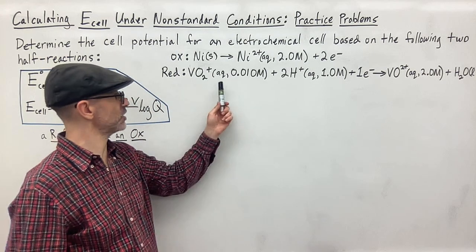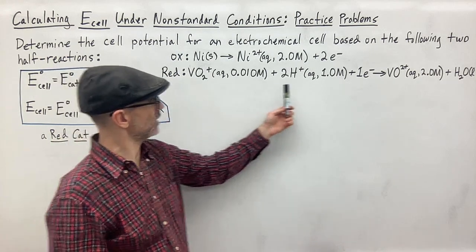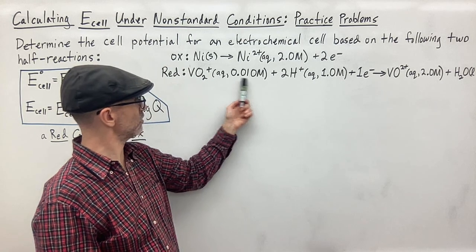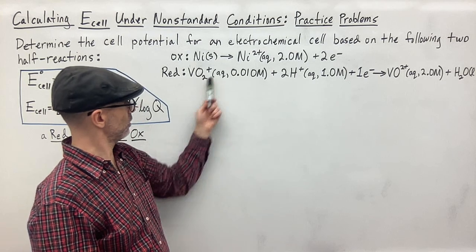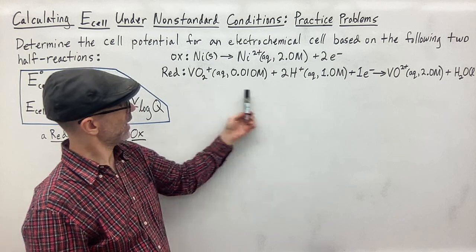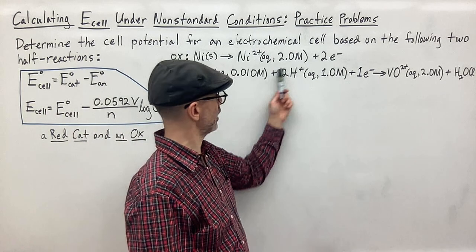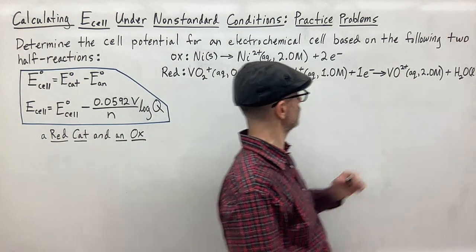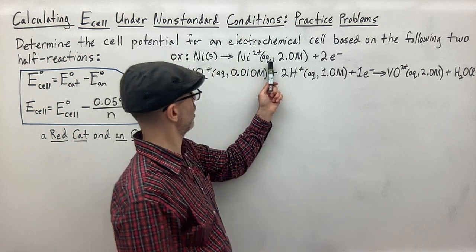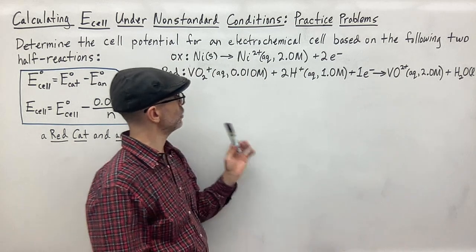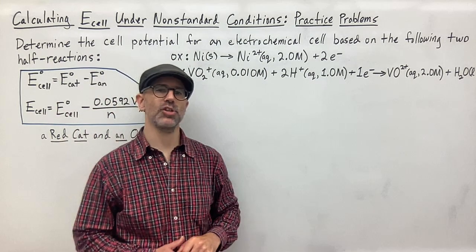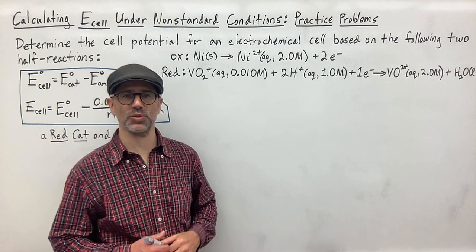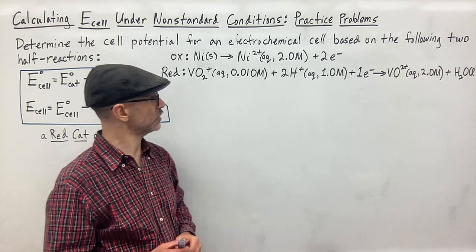And the non-standard conditions are written here as the molarity in parentheses. So we have 0.010 molar for VO2 plus ion, and we have a 1 molar solution of H plus. We have 2.0 molar of VO2 2 plus ion, and we have our nickel 2 plus ion at 2 molar. So these are non-standard conditions, and so we want to know what the cell potential is going to be under these conditions rather than standard conditions, which is 1 molar concentrations.